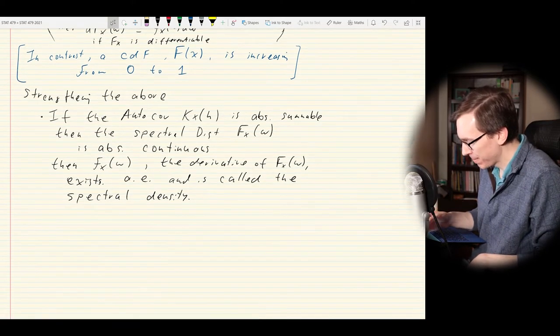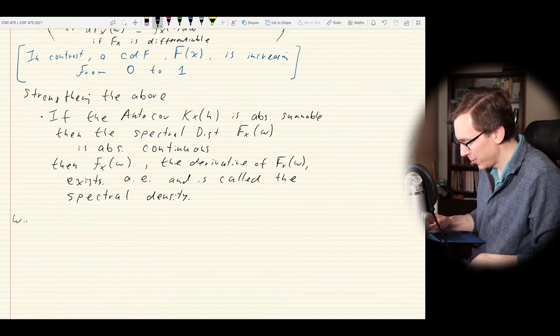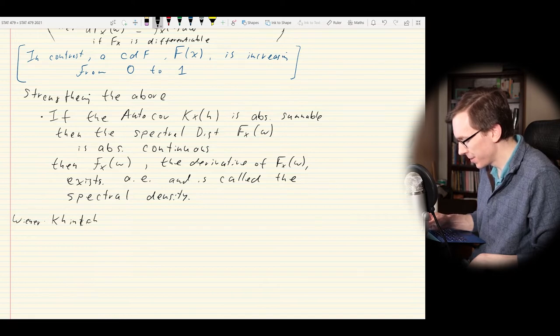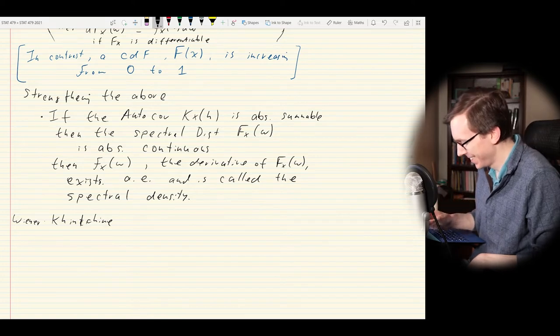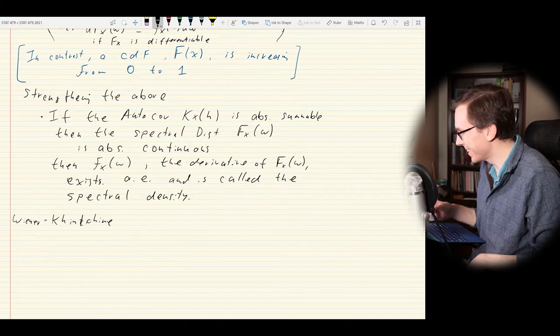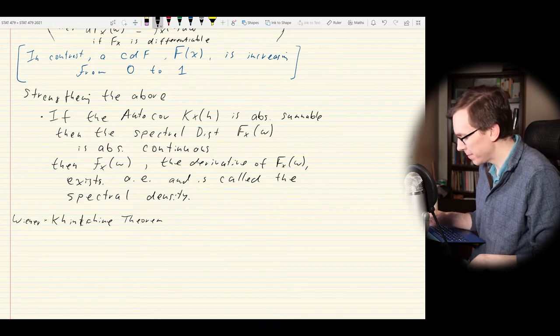And that's going to be the Wiener-Khintchine. Khintchine's inequality is actually one of my favorites, so I like Khintchine, even though I know nothing about the person, except that he has his name associated with some pretty cool results in mathematics. So this is Wiener-Khintchine Theorem Part 2.